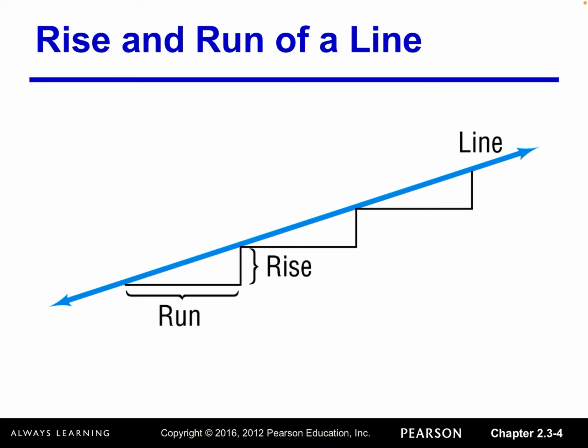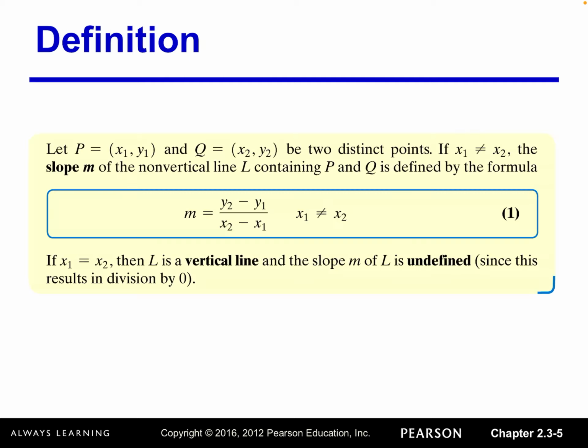Slope is defined as rise over run, okay? Rise refers to the vertical change, run refers to the horizontal change. So the ratio of vertical change and horizontal change is called the slope of the line.